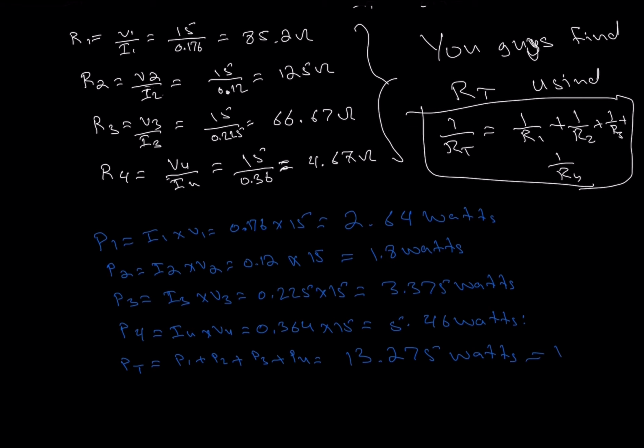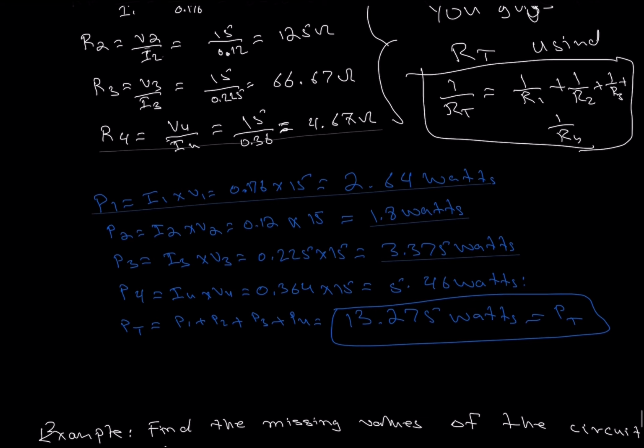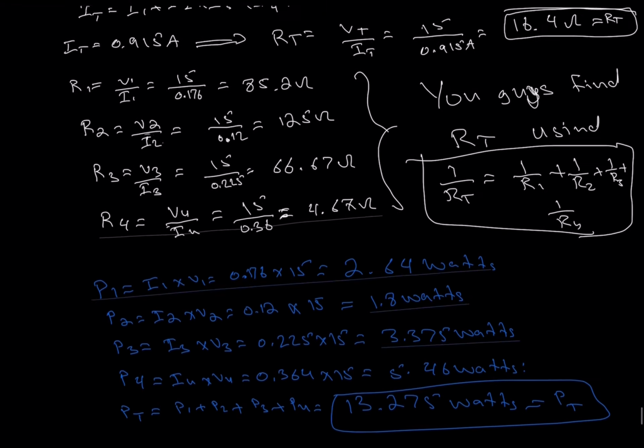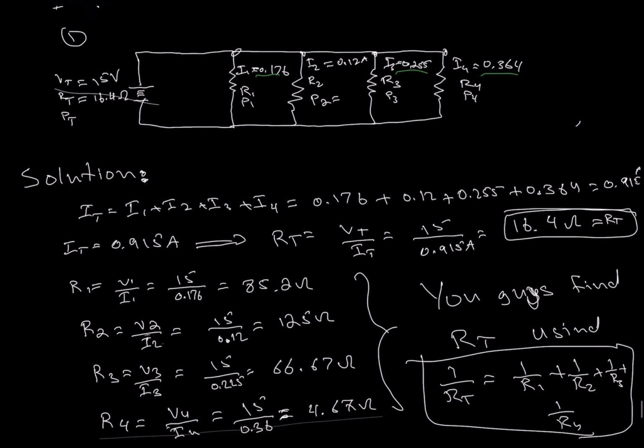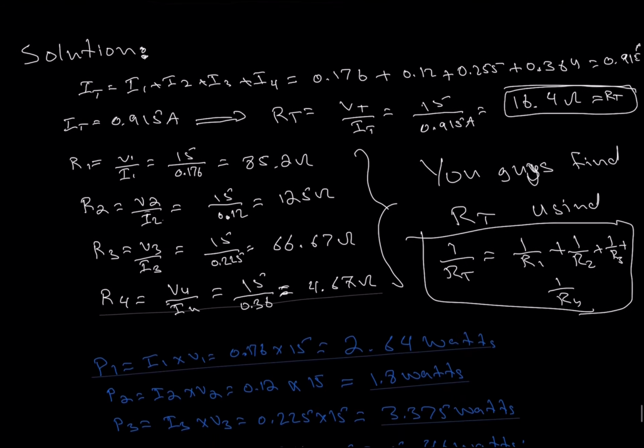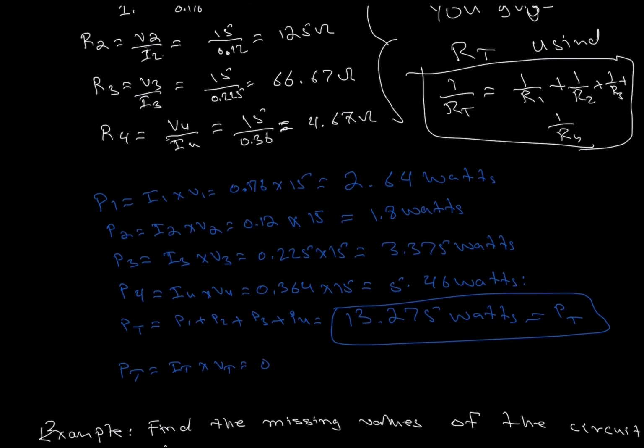So that is my PT, or total power. Or we can find PT as IT times VT. The total current we found was 0.915, times 15. 0.915 times 15 will give me 13.72.